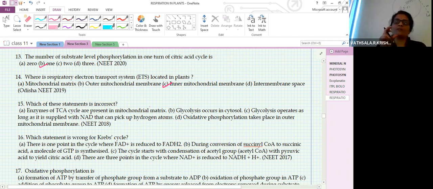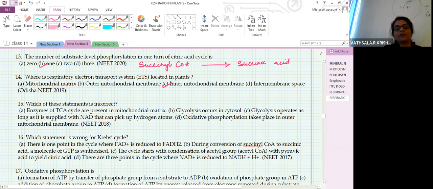F0, F1 particles are called coupling factors. Please remember. So here, from succinyl-CoA to succinic acid, GDP to GTP formation takes place. Okay, so now which of these statements? Next, Purvi.